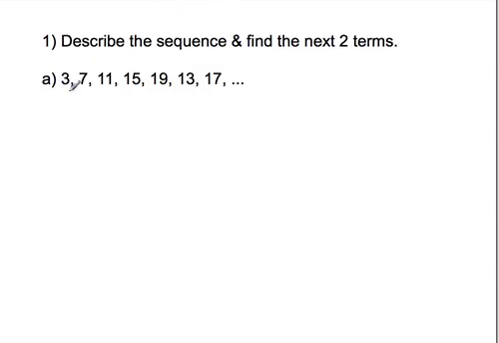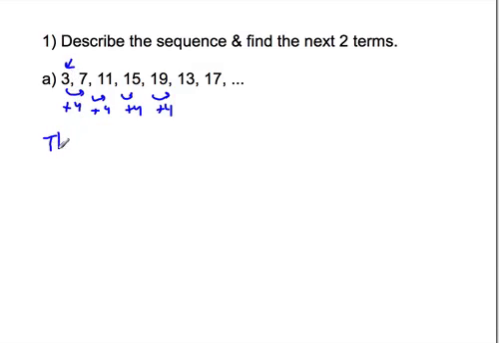So if we take a look at the sequence, let's find out what's happening here. What is the pattern? If we look, we have 3, 7, 11, 15. So it looks like each term is increasing by 4. Okay, so we're going to describe that using the proper math vocabulary, and you should talk about the starting value as well.